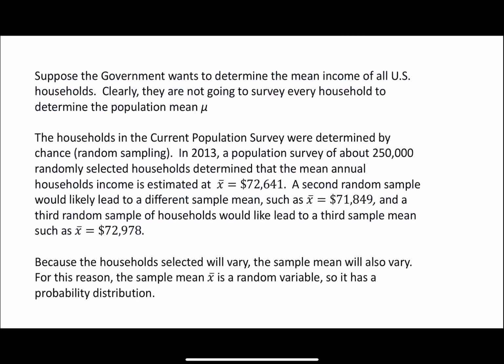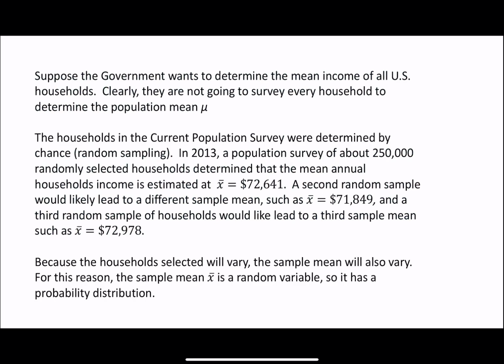So here's an example. The government wants to determine the mean income of all U.S. households. They're not going to survey every household. That would be really difficult, time-consuming, expensive. So what they do instead is they do random sampling. In 2013, there was a population survey of about 250,000 randomly selected households. They used those to determine that the mean household income was 72,641.